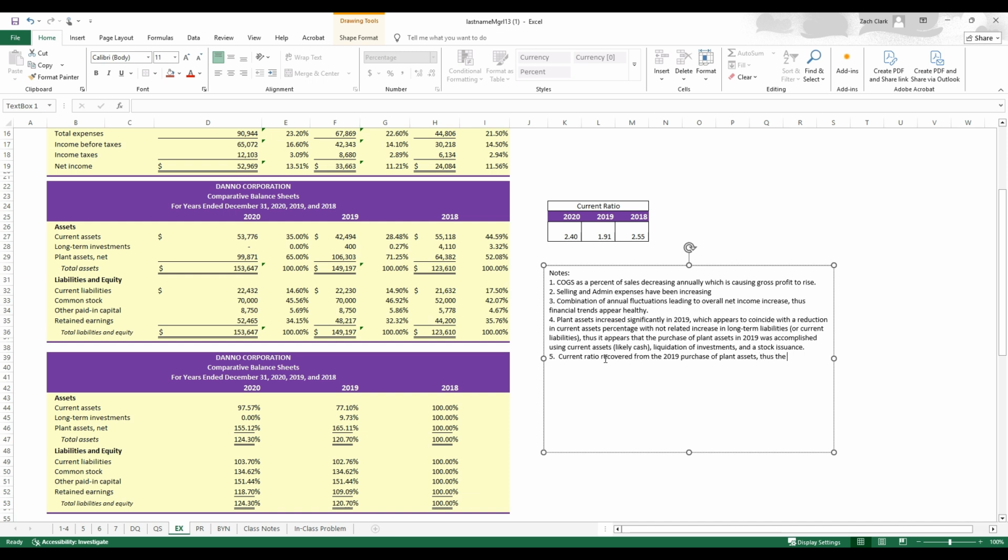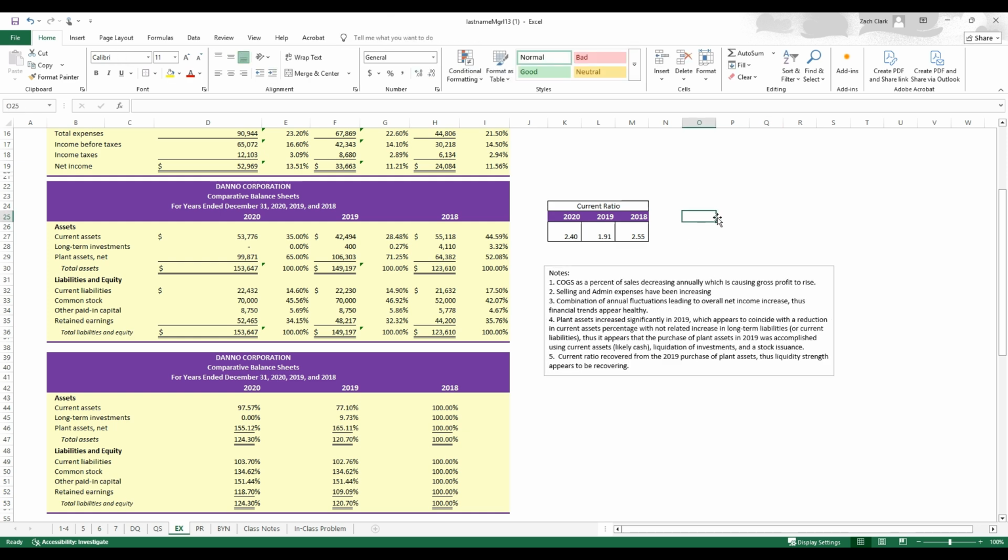Thus, liquidity strength appears to be recovering. Okay, I think that's probably good as far as what we've seen on all the trends there.